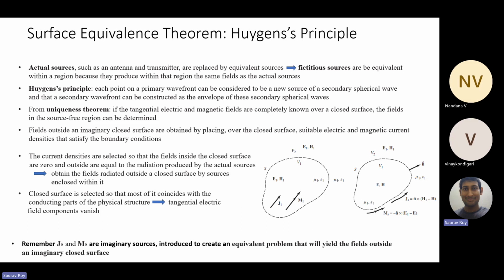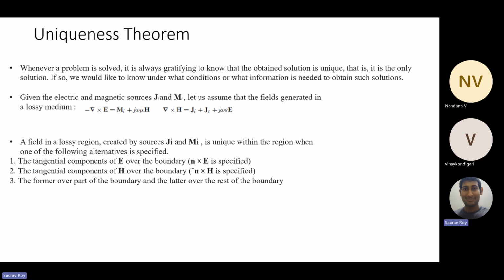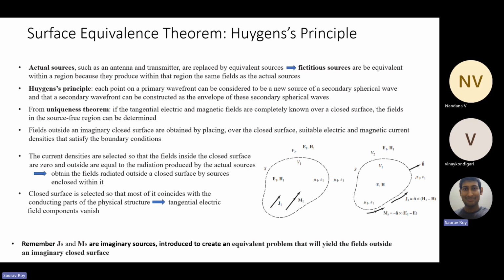For that, on this boundary surface S, you need to specify this. This is what was written, tangential E or tangential H. All these are required on the boundary, on the surface S. So that is what we should specify on the surface S. Surface S is the boundary between volume V1 and V2, right?